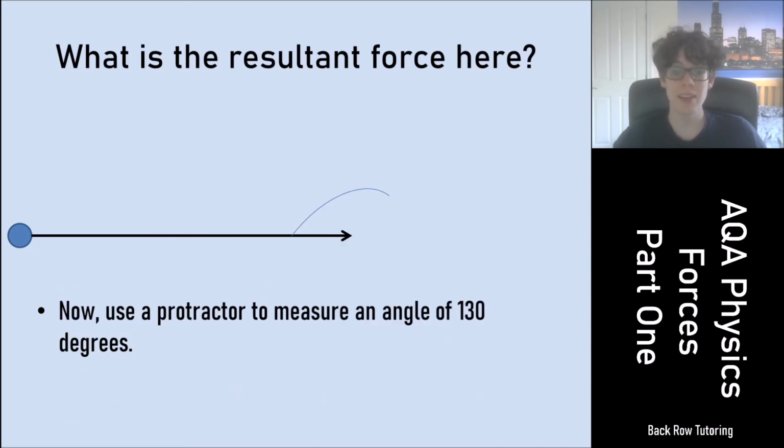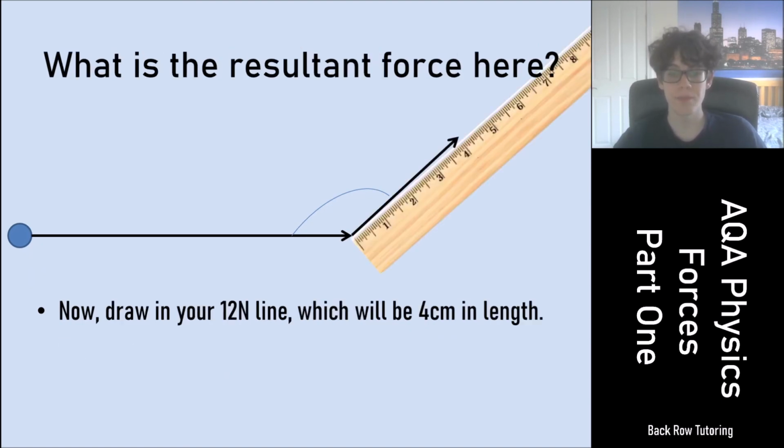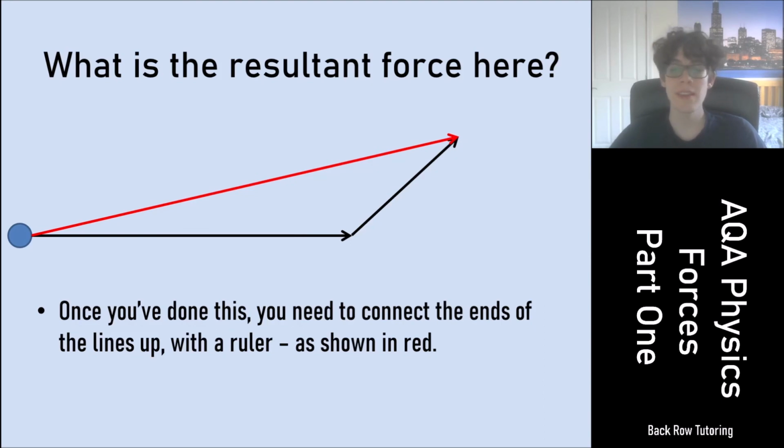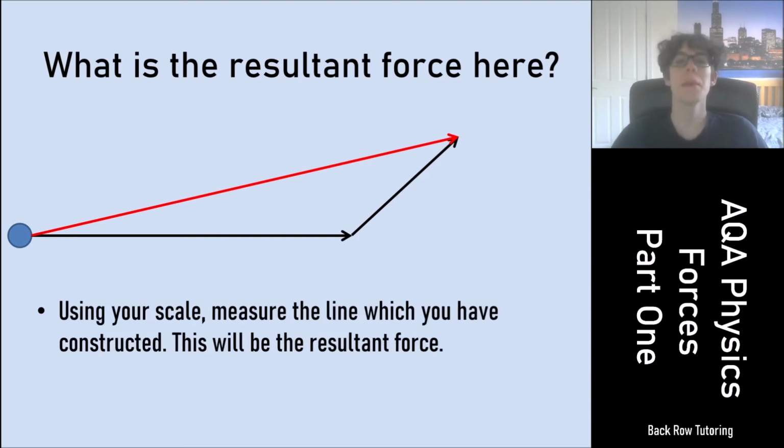Use a protractor to measure an angle of 130 degrees, because that was the angle between the forces. And next, draw in our 12 Newton line. This will be 4 centimetres in length, because 12 divided by 3 is 4. Once you've done this, you need to connect the ends of the lines up with a ruler, as shown in red. And once you've done this, you need to measure the line. So once you've measured the line, that'll be your resultant force.